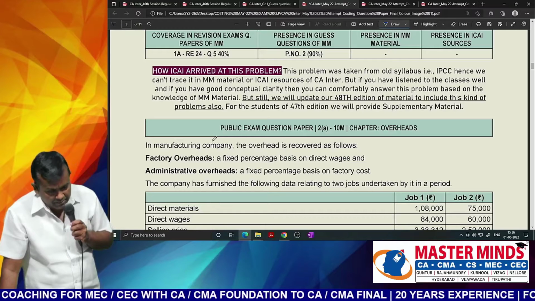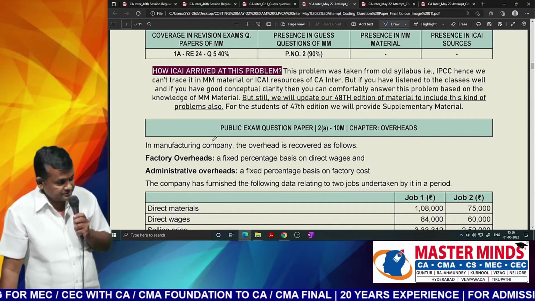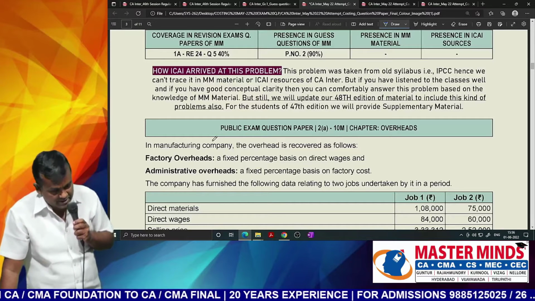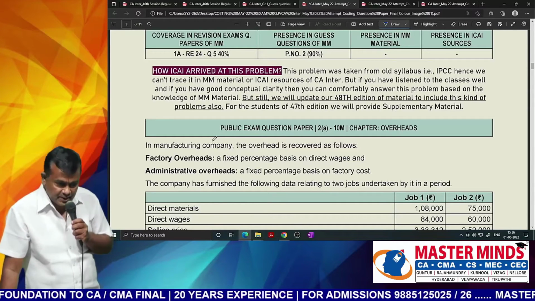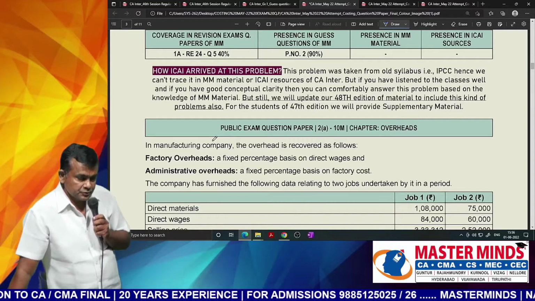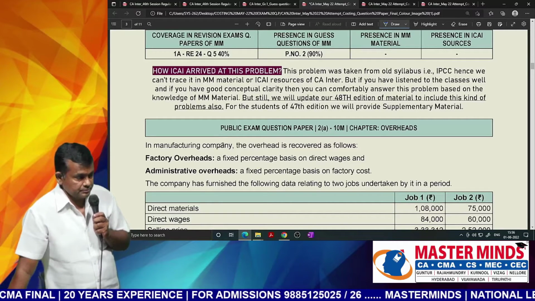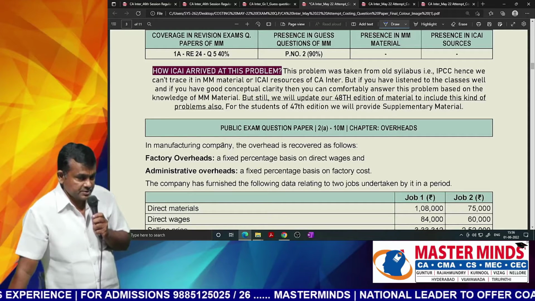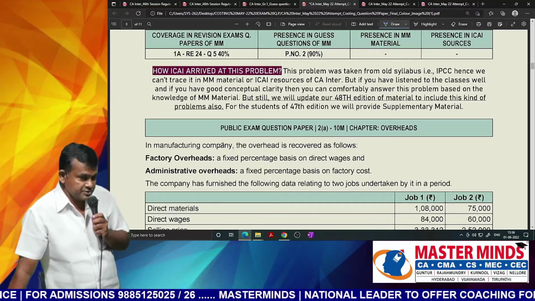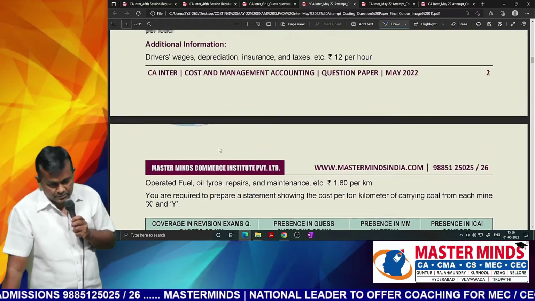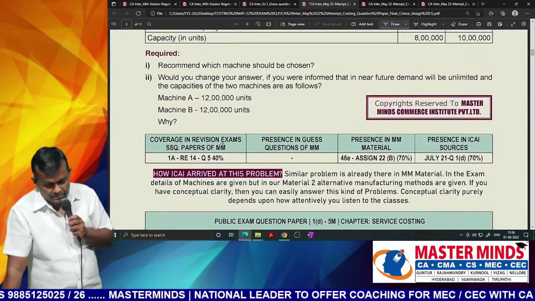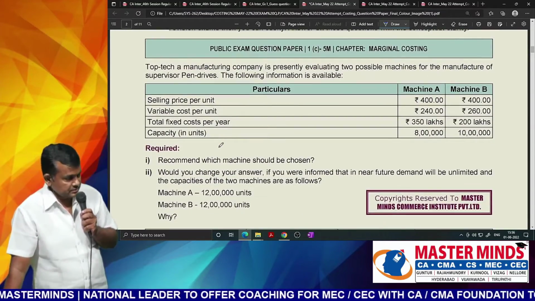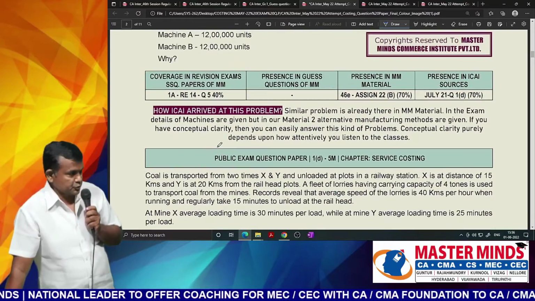But still we will update our 48th edition of the material to include this kind of problems also. So for the students of the 47th edition, we will provide supplementary material. So this is an old exam pattern problem, previous examination pattern, the IPC segment, that is the old segment. So 1D, old exam pattern, sir. So the first 3 questions are very, very easy. So that is the first question.